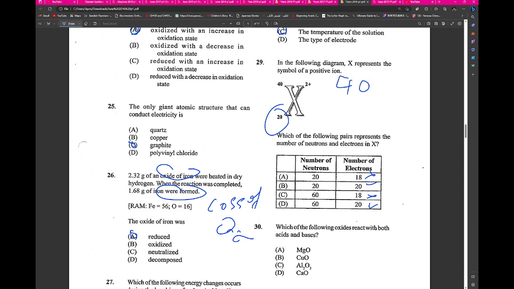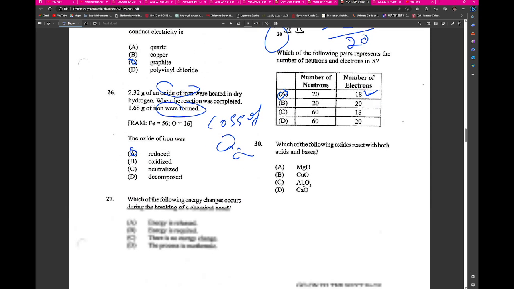Wait, hold on. We see it's an ion, so it has lost 2 electrons, so it has to be 18. Wait, hold on. 18, yes. Because the number of neutrons would be 40 minus 20, which would be 20. So A is the answer.